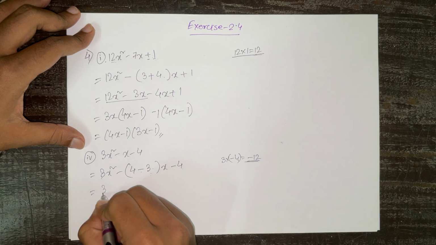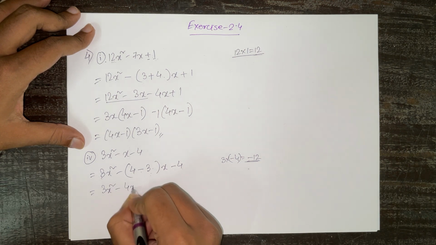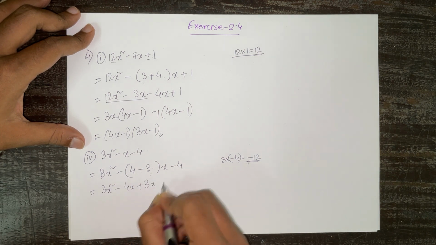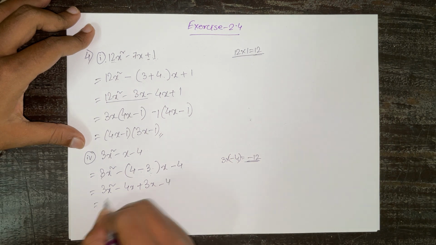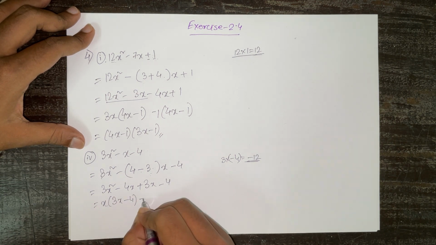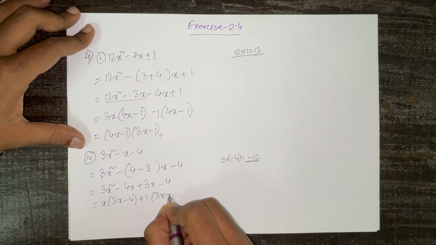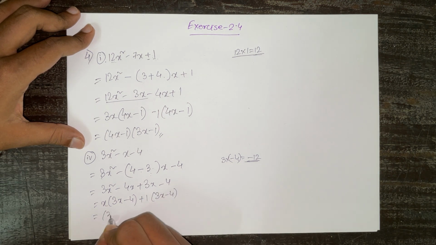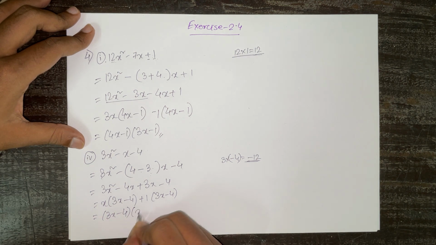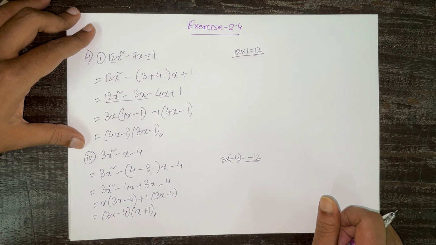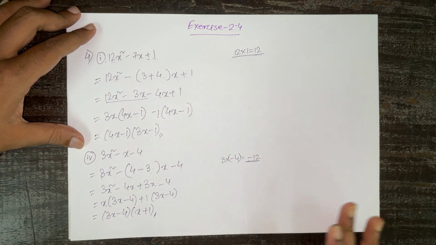Now let us go and again break the bracket. 3x square minus 4x plus 3x minus 4. So from here we have x common, so we have 3x minus 4, and from here we don't have anything common, so we take 1. So 3x minus 4. 3x minus 4 can be taken as common. We have x plus 1, and that is how we factorize this. Okay, so that is how you factorize in middle term factorization.